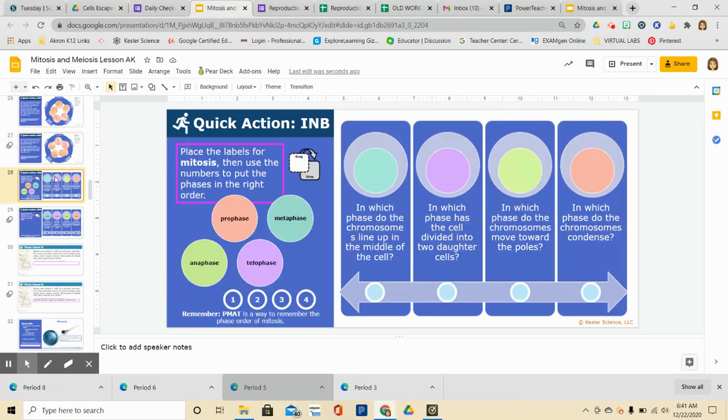All right, our next click and drag activity. You're going to read the descriptions and try and match the phase that it's describing. And then down here in the smaller circles, you're going to put what order that phase comes in. So the first one here, it says, in which phase do the chromosomes line up in the middle of the cell? You're going to figure out which one of these it's talking about and what order it occurs in. So you can pause the video and do that with all the phases and the numbers.